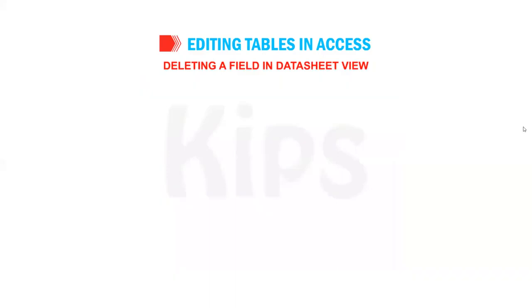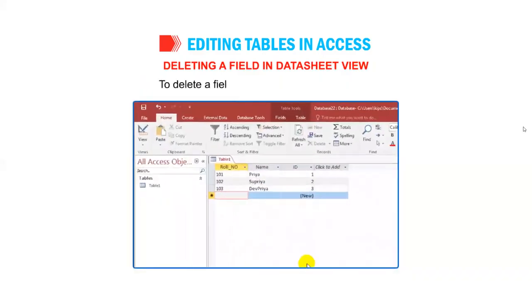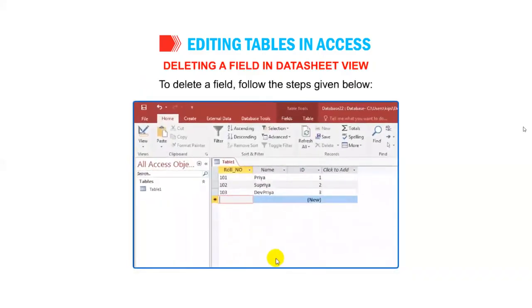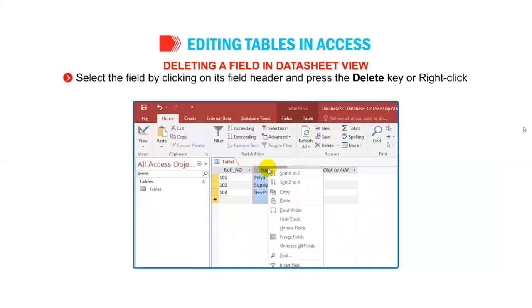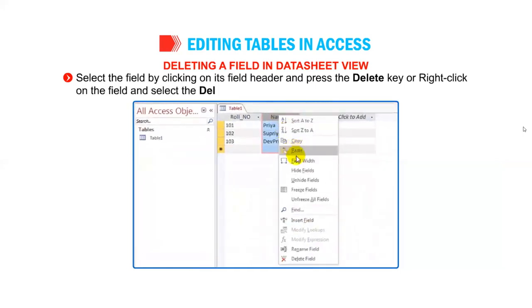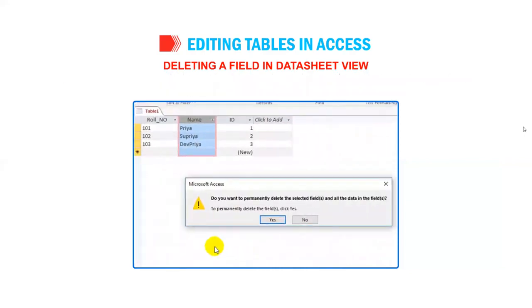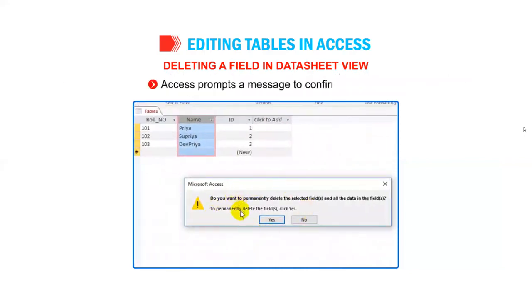Deleting a field in a datasheet view. To delete a field, follow the steps given below. Select the field by clicking on its field header and press the Delete key, or right-click on the field and select the Delete Field option from the context menu. Access prompts a message to confirm deletion. Click Yes to confirm the deletion and No to cancel the deletion.